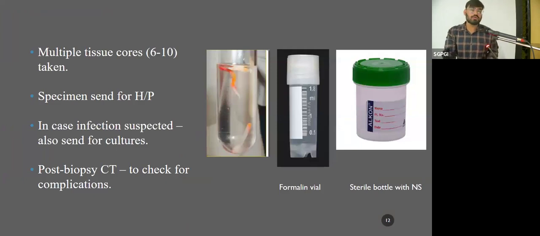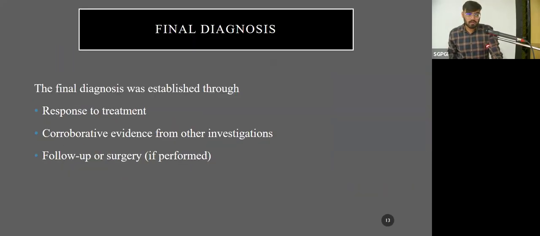Around 6 to 10 tissue cores were obtained, mostly in formalin vial, and in case of suspected infection, the core was also taken in normal saline and sent for culture. Mostly the specimen is sent for histopathological examination. Post-biopsy CT was done to check for any post-procedural complication. Final diagnosis was established through response to treatment, corroborative evidence from other investigations, follow-up, or surgery if performed.